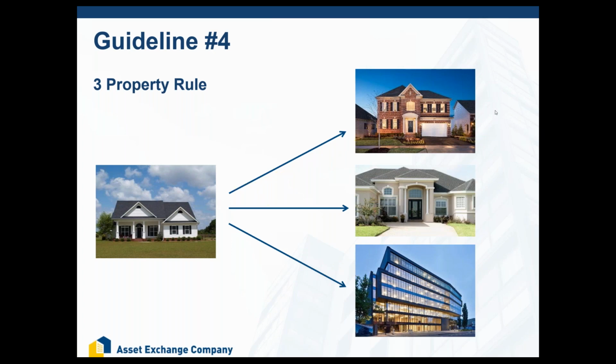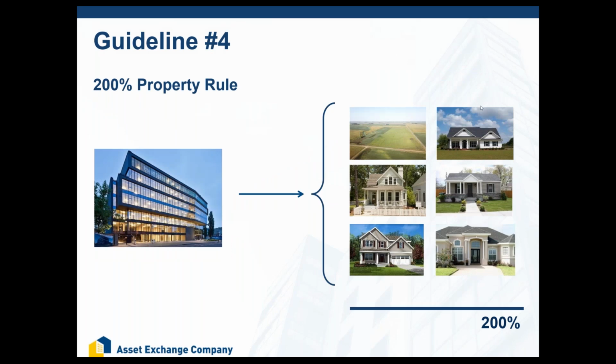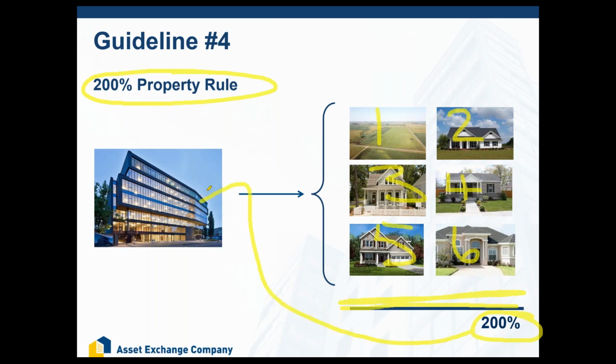Now, some of you might be thinking, well, geez, Leonard, I'd like to identify more than 3 properties. Is there a way to do that? Absolutely. You can use what is called the 200% rule for filling out your identification letter. And the 200% rule allows you to identify as many properties as you want. There's no limit on the number. Unfortunately, though, there is a limit on the value. The total value of all these properties, when you add up the value, cannot exceed 200% of what you sold.